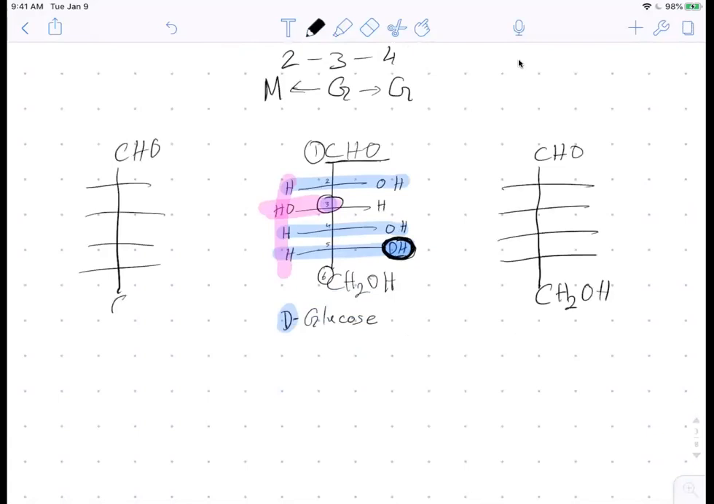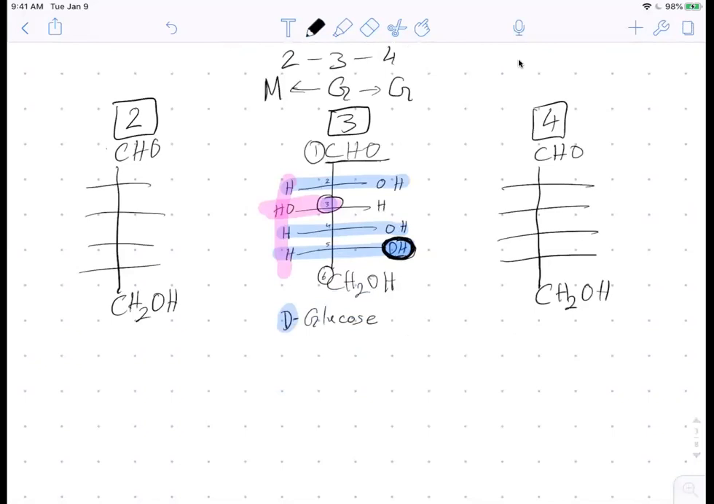CHO, CH2OH. Okay, so 2, 3, 4. This will leverage the number 3, this will leverage the number 4, this will leverage the number 2. They're all aldehydes, CHO on top. Great, six carbons, right? 1, 2, 3, 4, 5, 6 carbons. That's true everywhere. And now we just use the number 2.